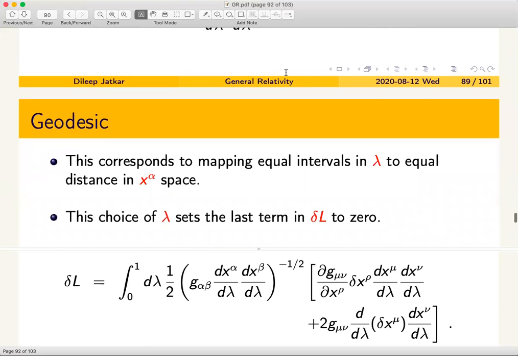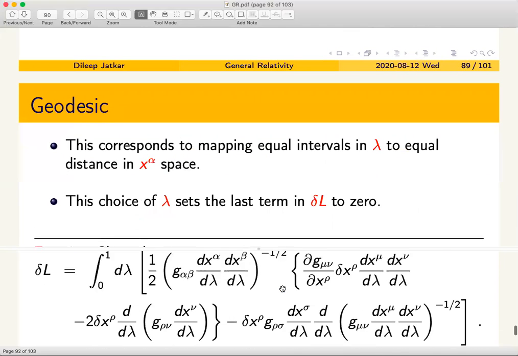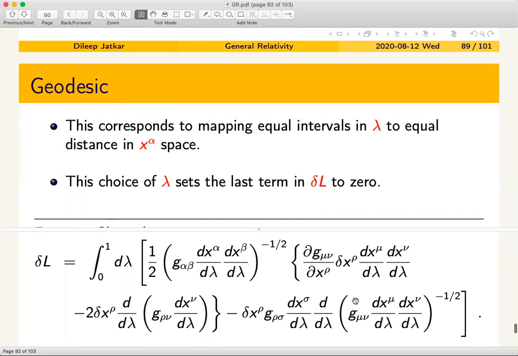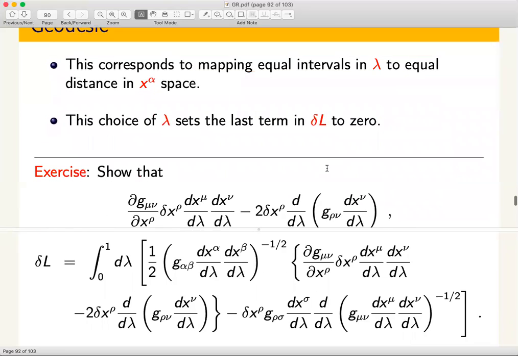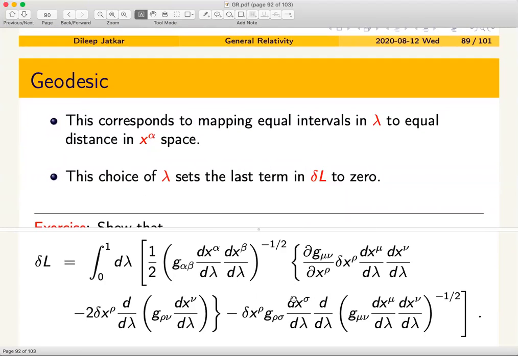If you do that, then you will notice one interesting thing, that in our expression here, the second term, which involves d by d lambda of g mu nu dx mu by d lambda dx nu by d lambda, this piece will drop out, because this quantity is constant and therefore d by d lambda of that is 0. So once you set that to 0, you are left with the expression in the curly bracket multiplied by this piece outside. The third term here is completely vanished.